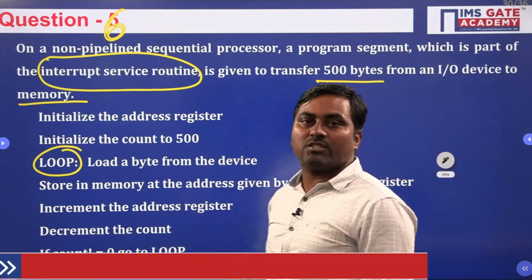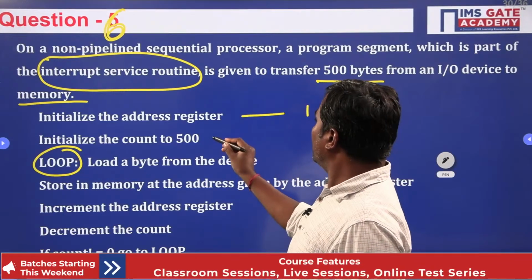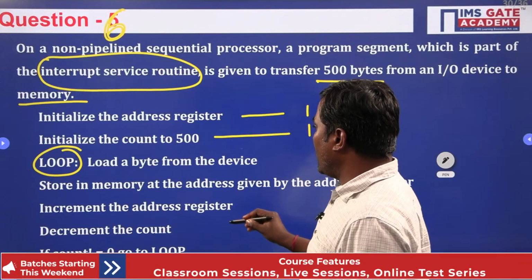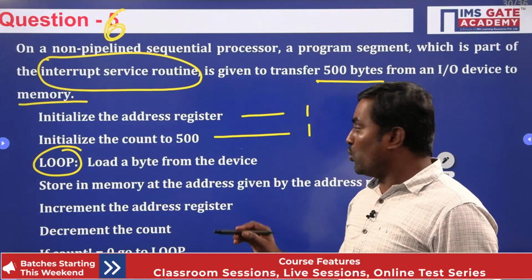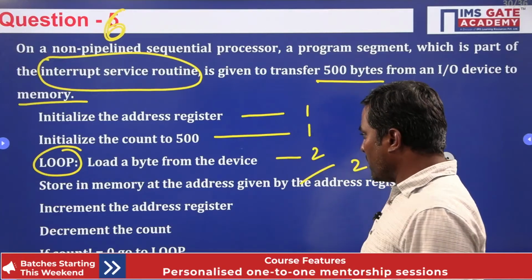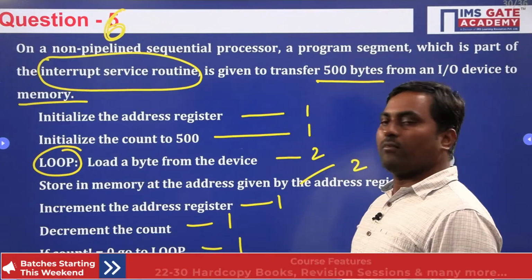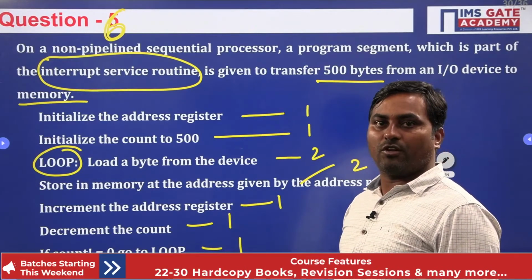If an instruction is non-load store, it takes 1 clock cycle. Can I say this takes 1 clock cycle, this also takes 1 clock cycle, and the load store instruction takes 2 clocks. Load a byte takes 2 clock cycles, so this also takes 2 clock cycles. So this takes 1 clock cycle, this takes 1, this takes 1. Correct or not?